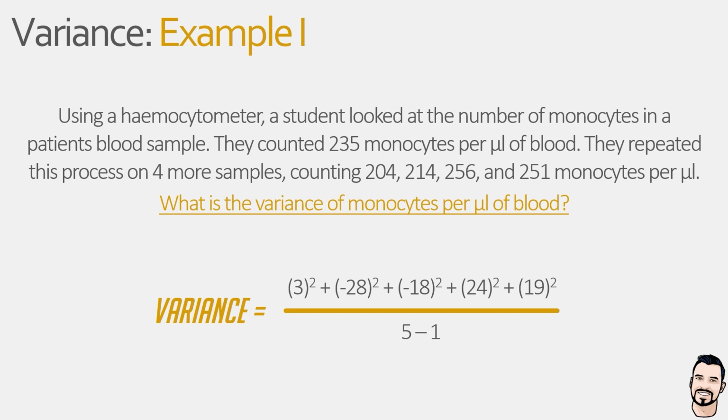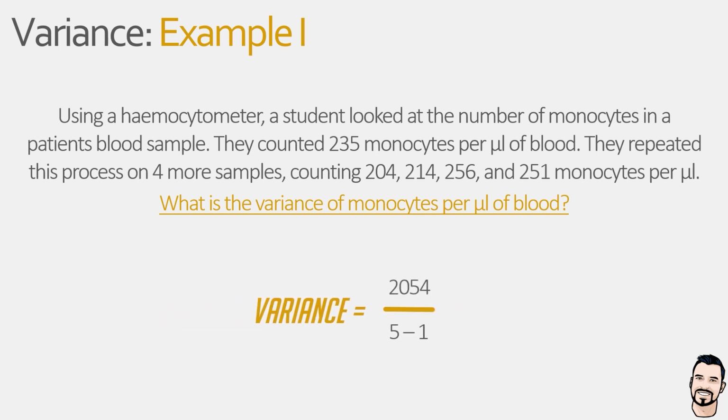Our next step is to continue simplifying the top line of the equation by squaring each of the values in brackets, which just so happens to remove any negative values so that we are left with a number of positive values which can now be added together, giving us a value of 2054. Next, we simplify the bottom line of the equation, so 5 minus 1 is 4, allowing us to divide 2054 by 4, giving us a sample variance of 513.5, and as I talked about earlier, this value is larger than our actual data values.